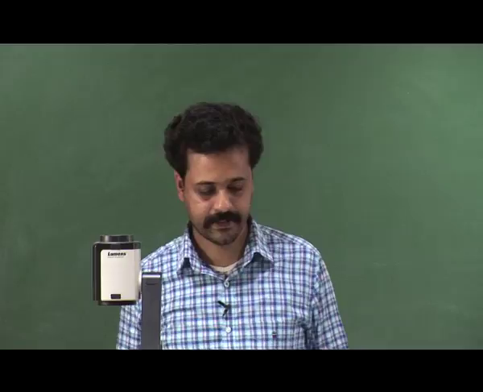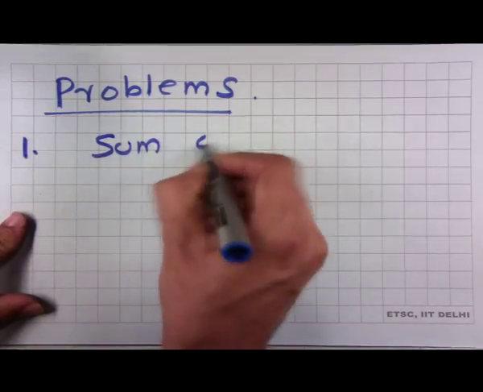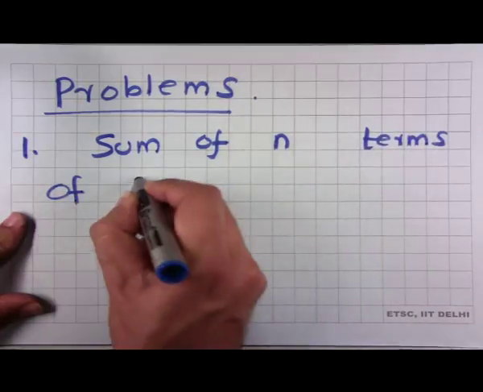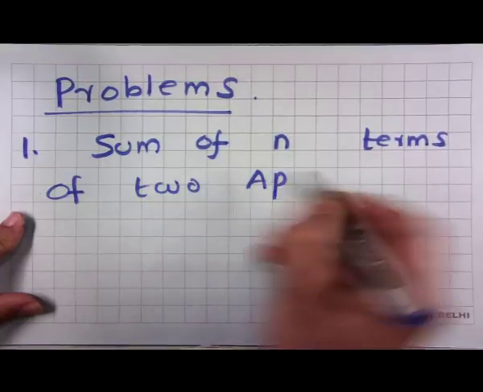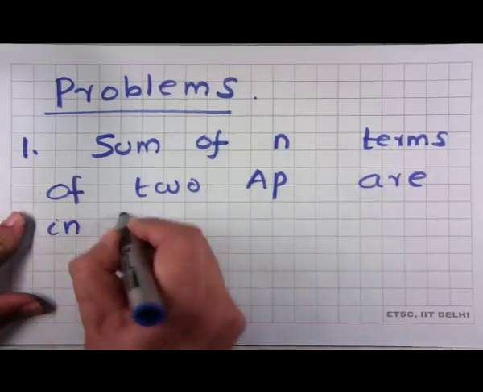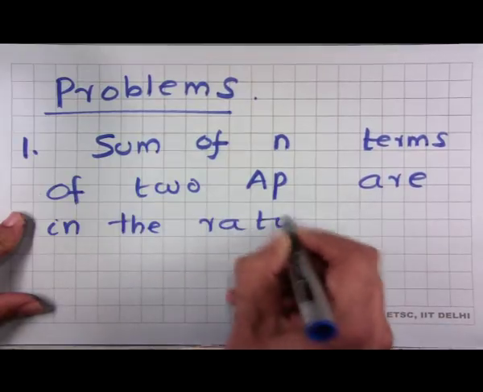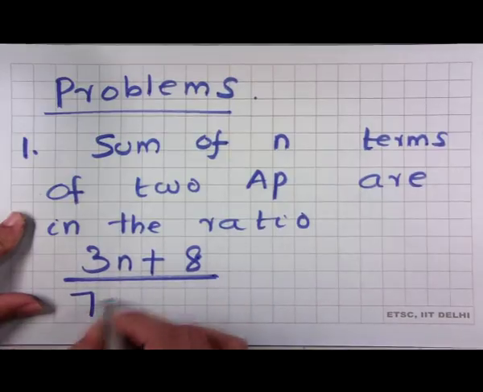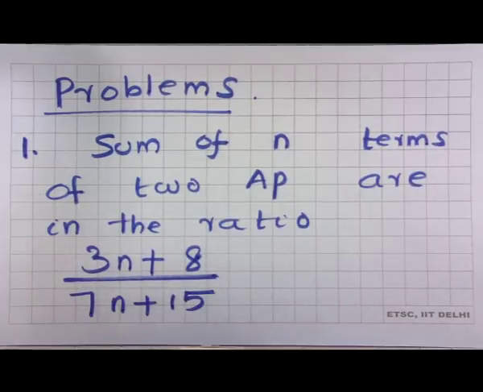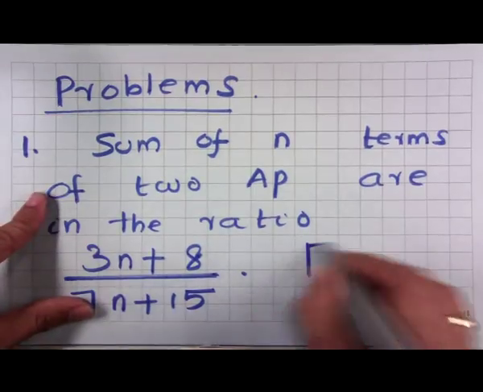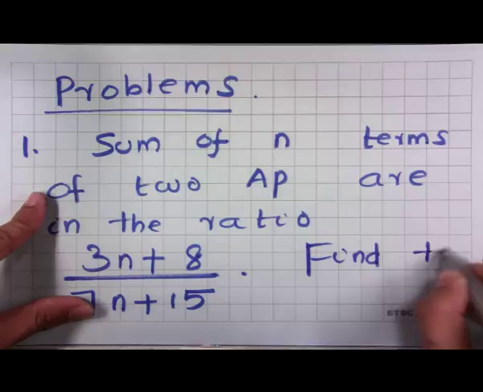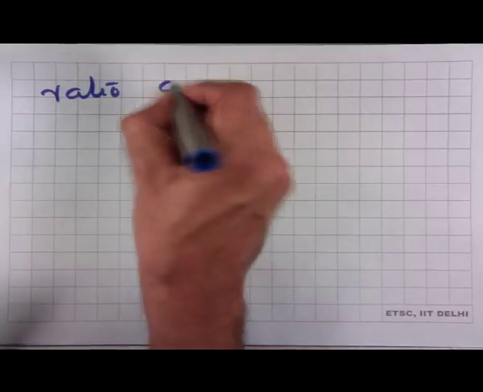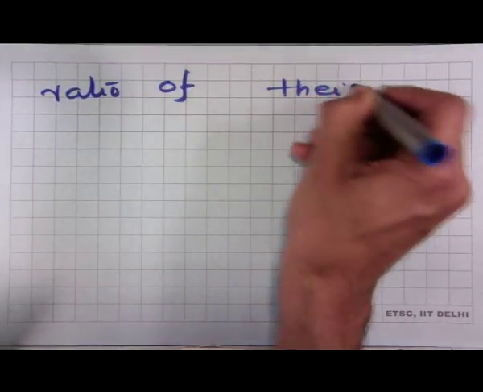First problem is this: the sums of n terms of 2 APs are in the ratio 3n plus 8 by 7n plus 15. You are asked to find the ratio of their 12th terms.